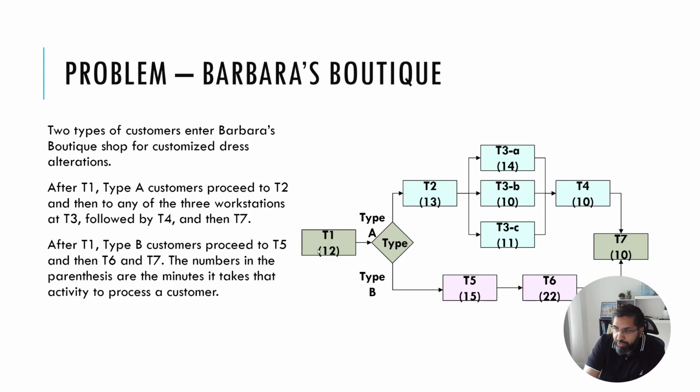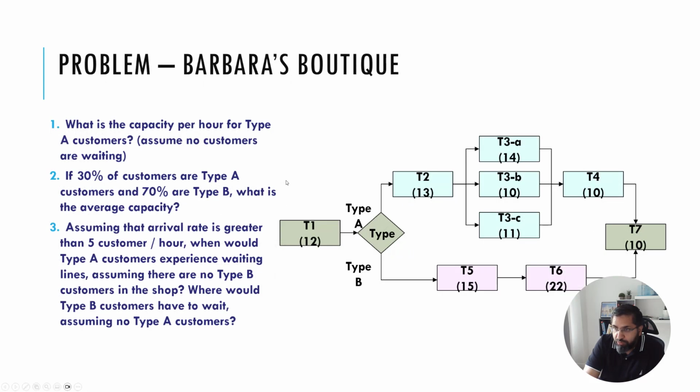The numbers in the parentheses are the cycle times in minutes. So T1 takes 12 minutes to do 1 unit or 1 customer. A unit is a customer in this case. T2 takes 30 minutes and so on. So let's look at the questions that we have.